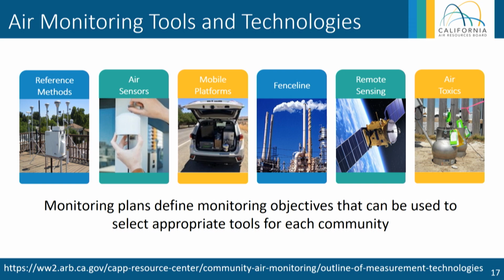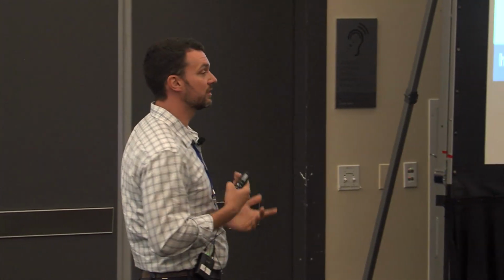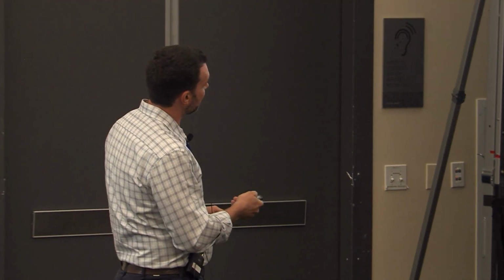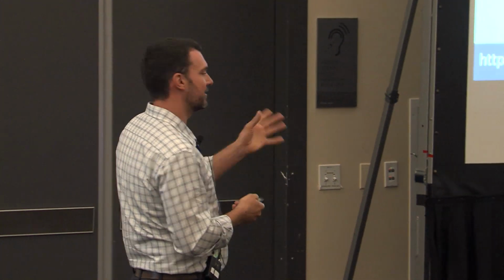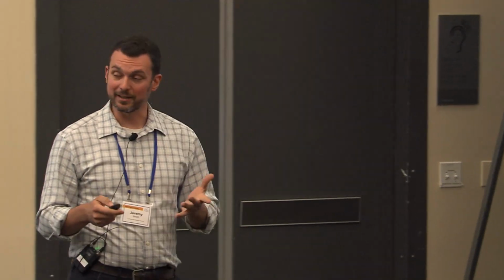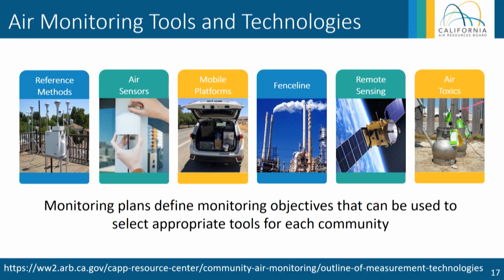Okay, so that was a high-level view, a brief community air monitoring 617 overview. So I'm just going to talk a little bit about the different tools and technologies. This is a few of the big technology types that are being discussed and utilized for community air monitoring. And to start, the reference methods of the regional monitoring network.